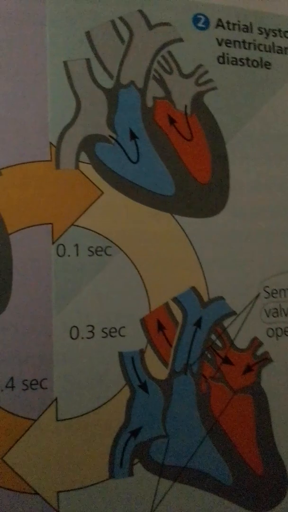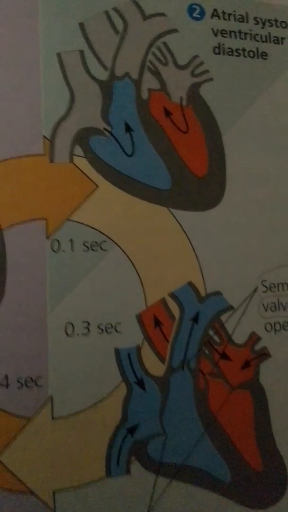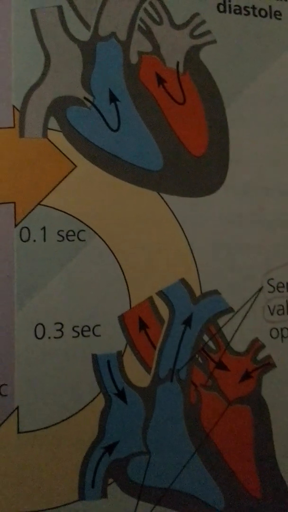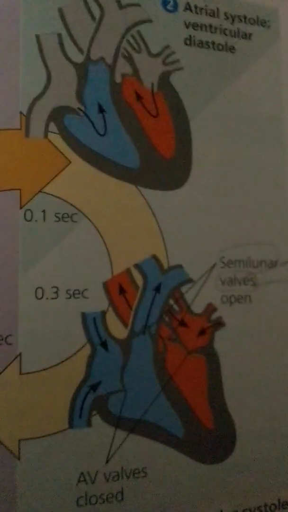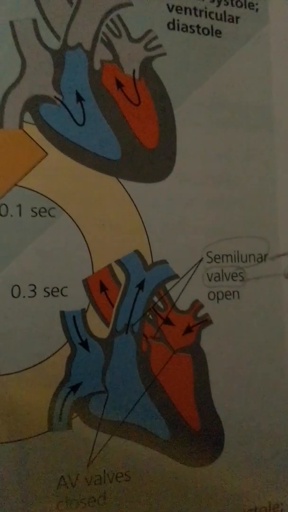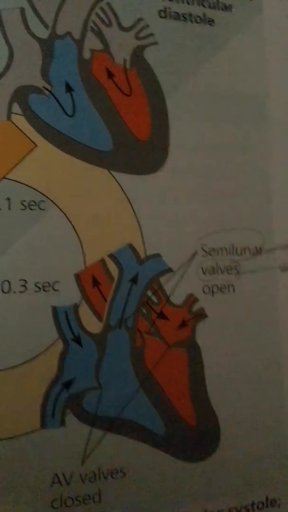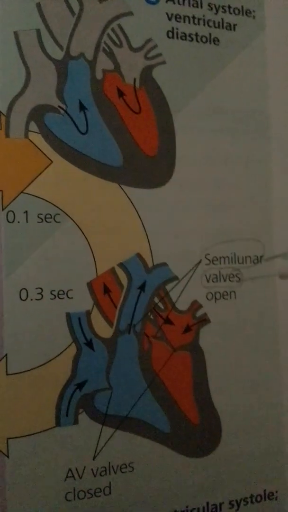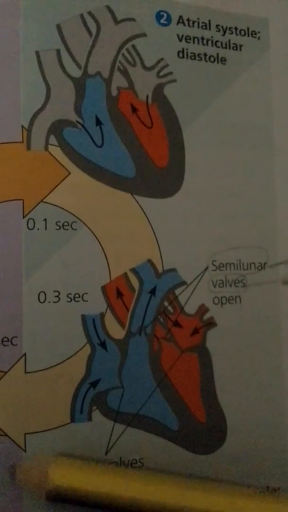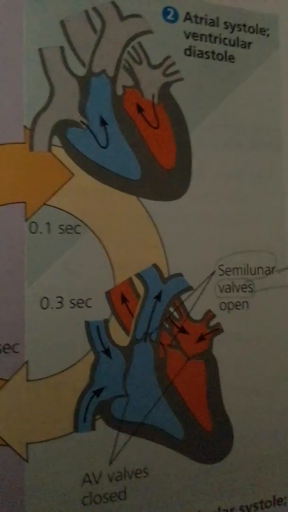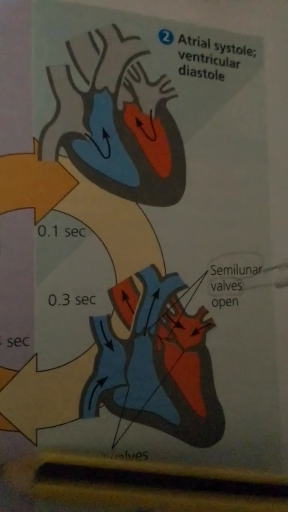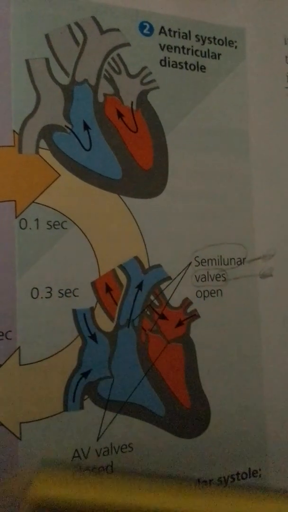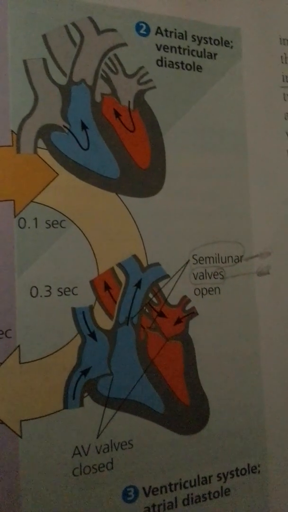Semilunar valves are located at the two exits of the heart, where the aorta leaves the left ventricle and the pulmonary artery leaves the right ventricle. These valves are forced open by pressure generated by contraction of the ventricles. When the ventricles relax, blood starts to flow back toward the heart, closing the semilunar valves, which prevents blood from flowing back into the ventricles.